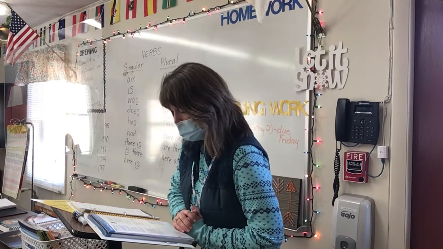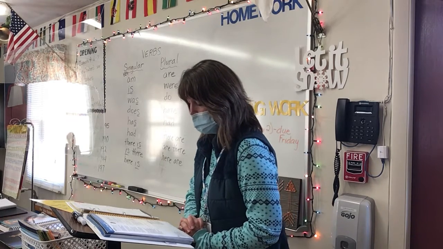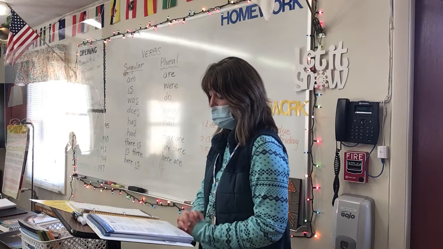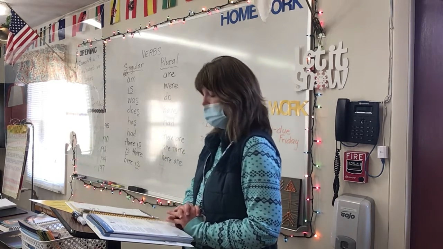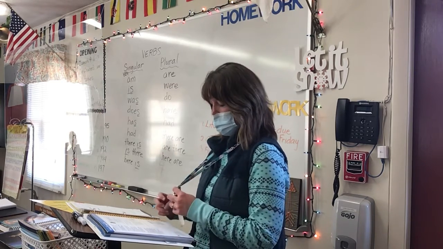Part B. For each sentence, write C if the bold word or bold verb or contraction in the sentence is correct. Write I if it is incorrect. The noun is underlined for you. So Micah, would you do number 1? Read it for us and then tell us if it's correct or incorrect.